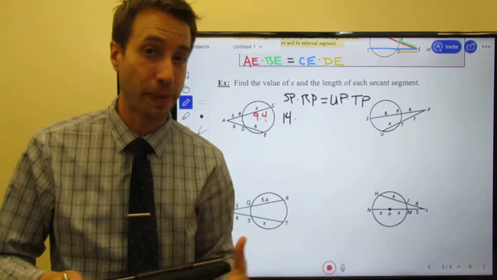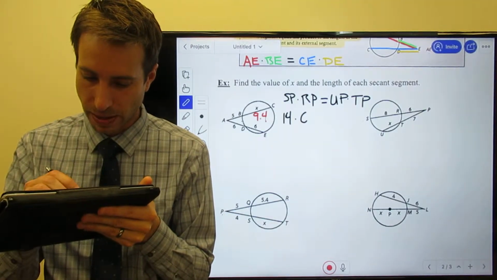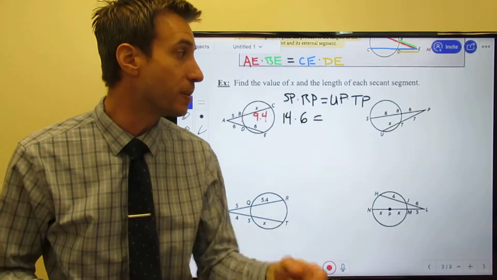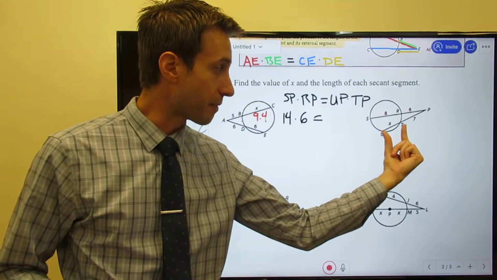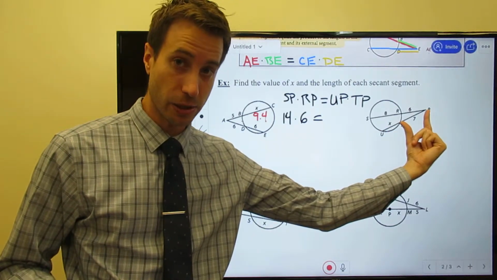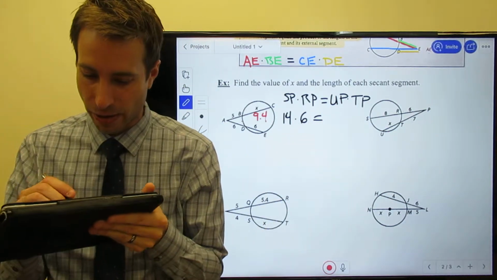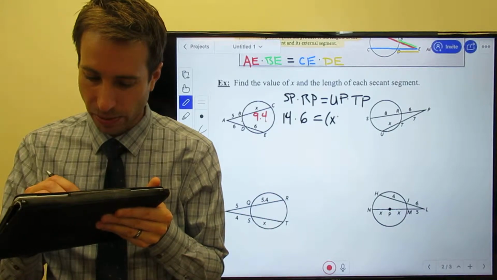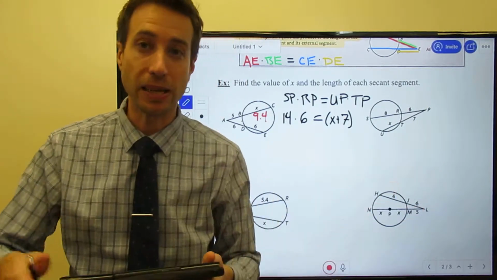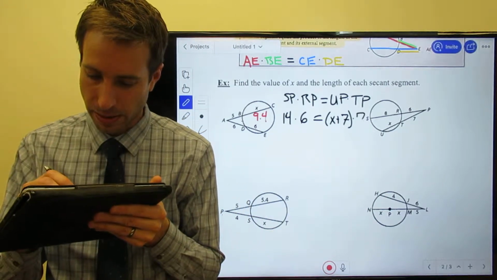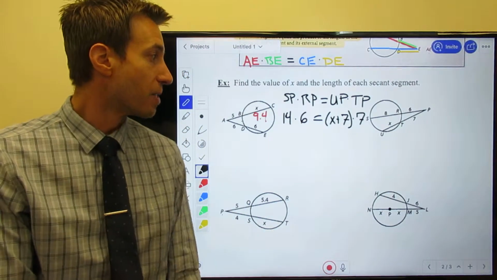Multiplied by RP, which is 6. That has to be equal to UP. Careful, UP: I have two segments, this segment X and this segment, which is 7. I have to add those together, so you wind up with X plus 7. But then that's going to be multiplied by TP, which is 7, so 7 times 7. Okay, so there we go.